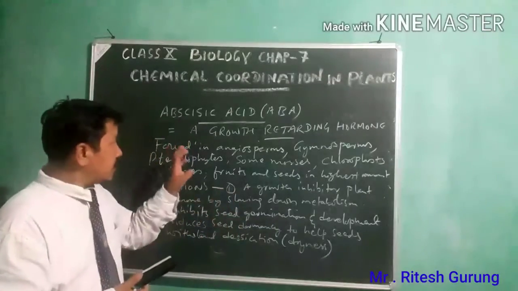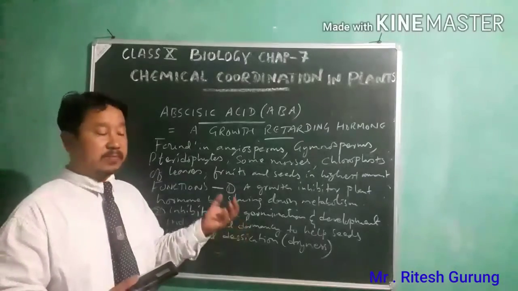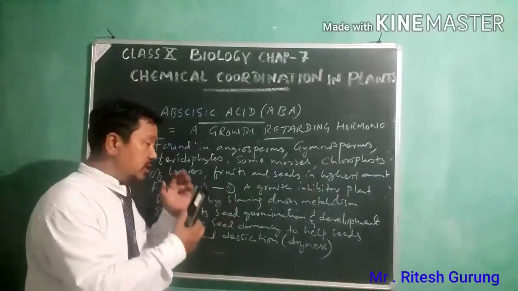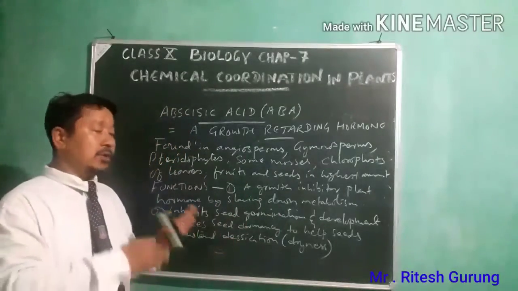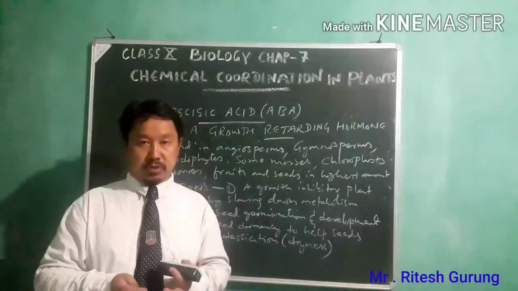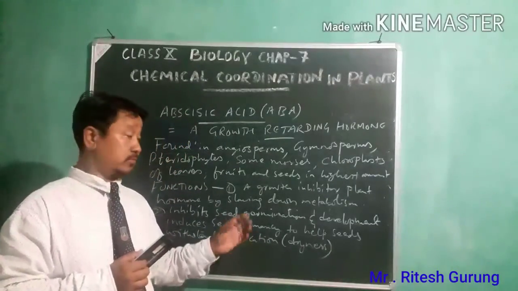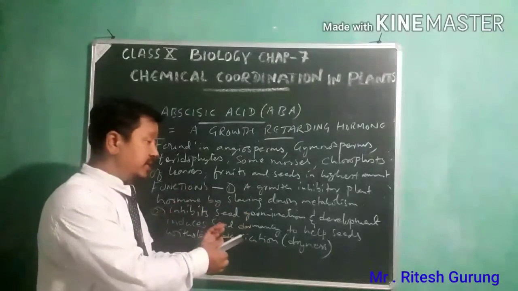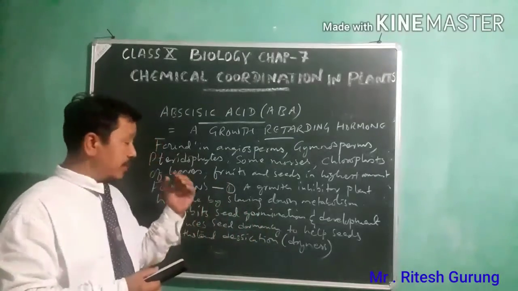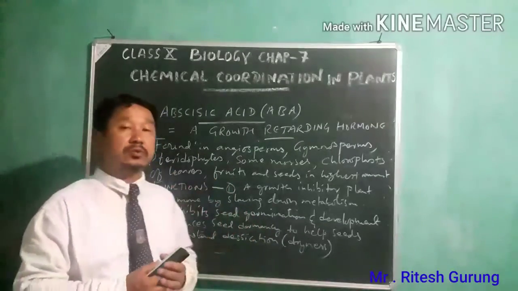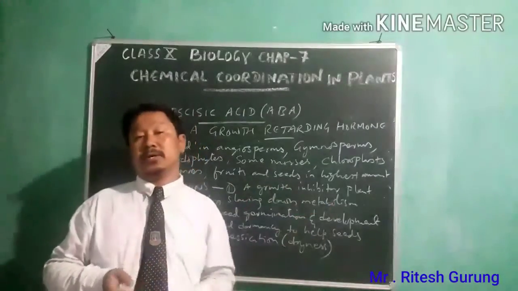So this particular hormone promotes seed dormancy. That means it allows the seed to be dormant for a long period of time so that it can withstand the dryness, the desiccation. So though the seed is in dormancy without having anything there, this hormone also helps the seed to withstand such situations, keeping the seed in dormancy.